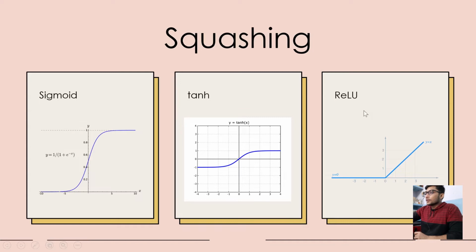Now coming to our third squashing technique, ReLU. What ReLU does is, it considers the max of 0 and the value itself. So all values towards the left of 0 would be 0, and all values toward the right of 0 would be considered the value themselves.